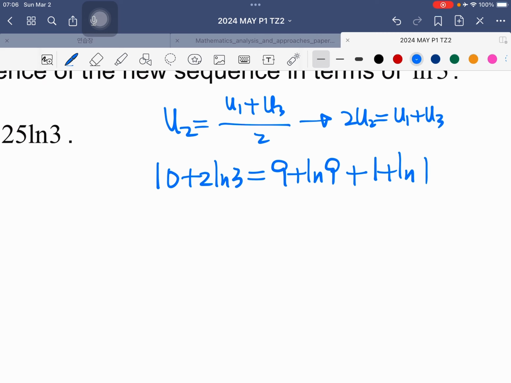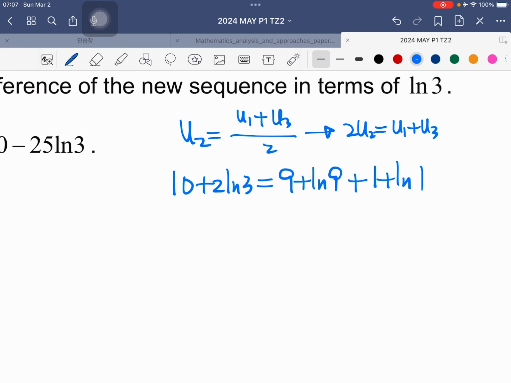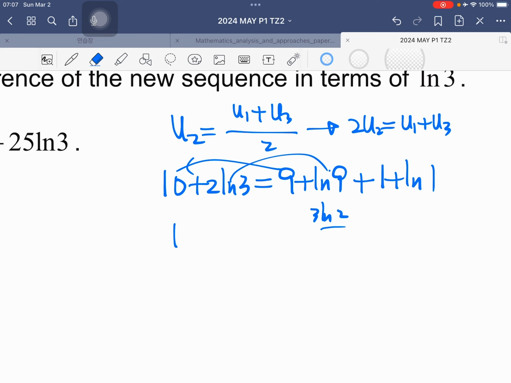Yeah, of course, this is true. It's going this way: 1, and then ln 9 is 2 ln 3, and going that way is ln 1. Yeah, it should be the same.